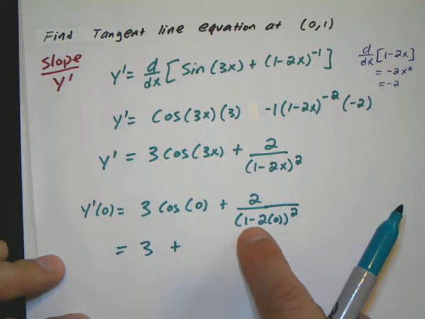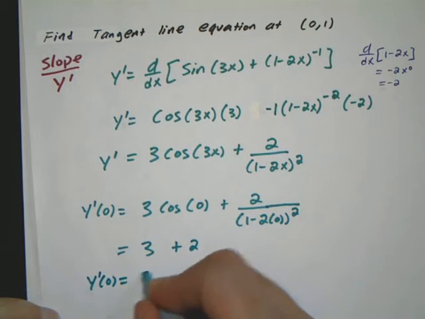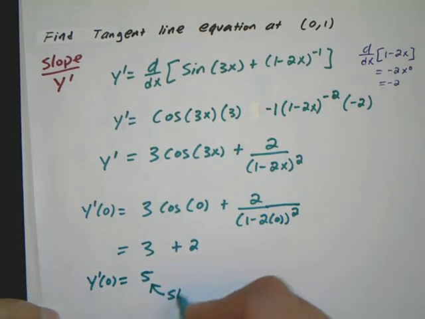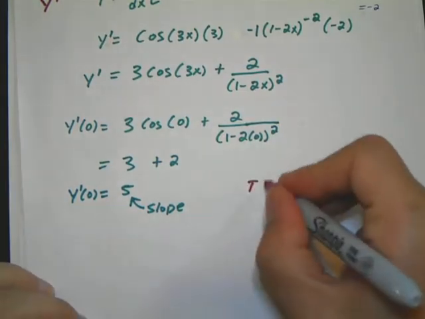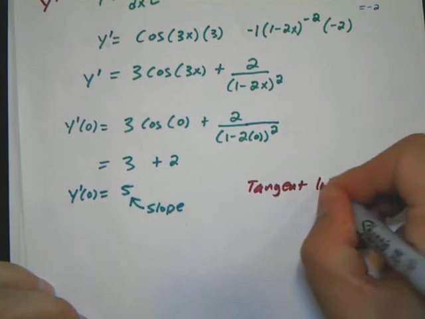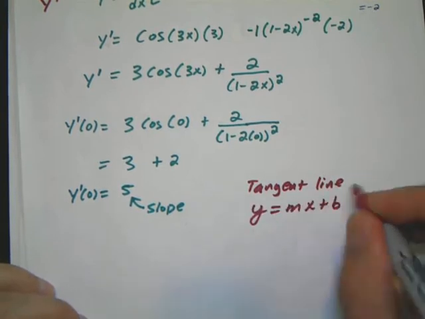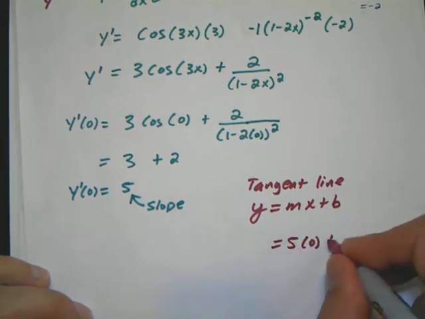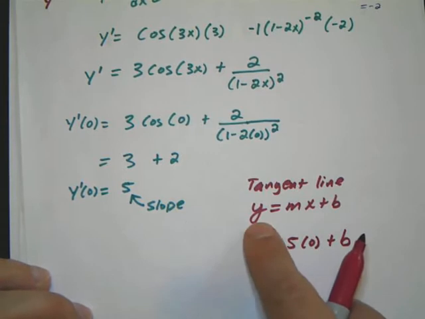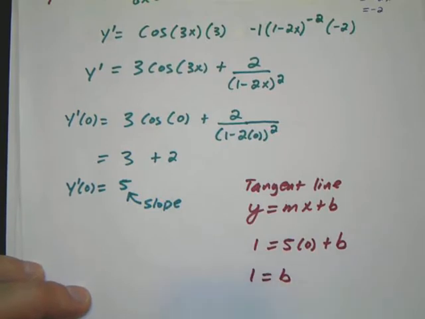And so now my tangent line equation is going to be y equal to mx plus b. I know my m is 5, the x-coordinate is 0. I don't know my y-intercept, but I know the y value at the point given is 1. So I know that my y-intercept is 1. So now my tangent line is going to be y equal to 5x plus 1.